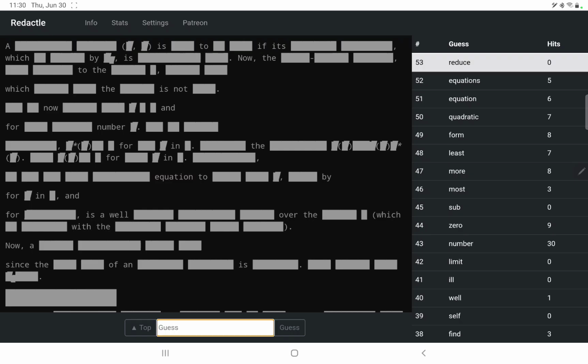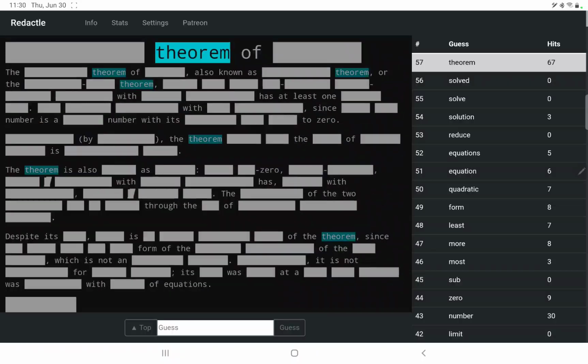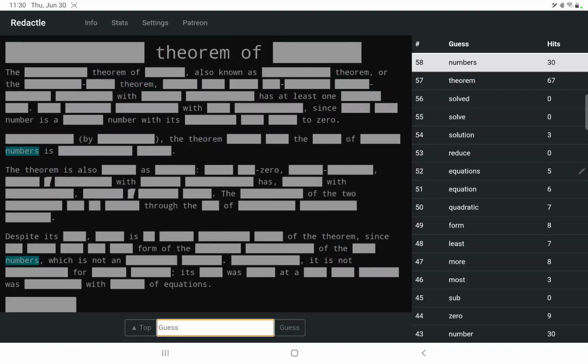How about reduce? Don't you reduce? No, maybe not. How about solution? Solve, solved. Is there a theorem involved? Oh, a lot of theorems. Oh, so in the title, so that's one of our 7-letter words. Something theorem of, could it be numbers? That has 7 letters? No. We do have 30 occurrences of numbers.